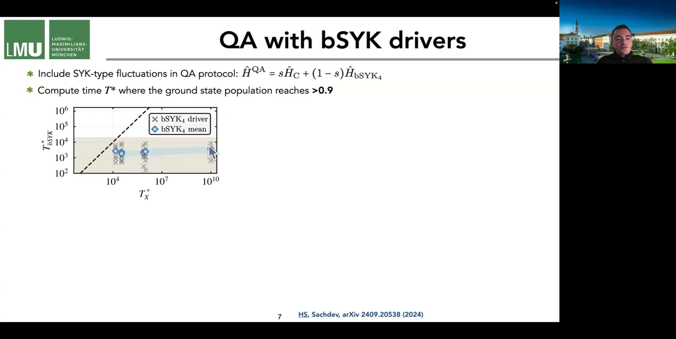And what you can see strikingly is that independent of the hardness of the optimization problem, where the transverse field driver struggles, you will always have instances of your bosonic SYK Hamiltonian where you find solutions with really high quality in sort of a more or less constant time, roughly 10 to the 3.